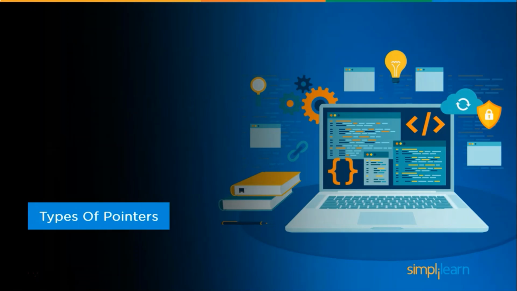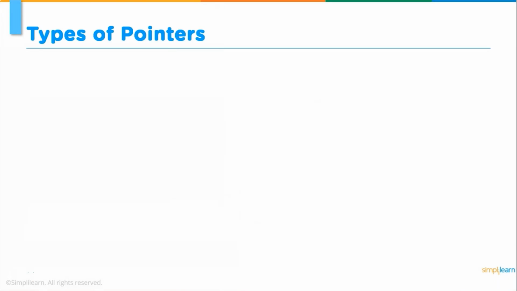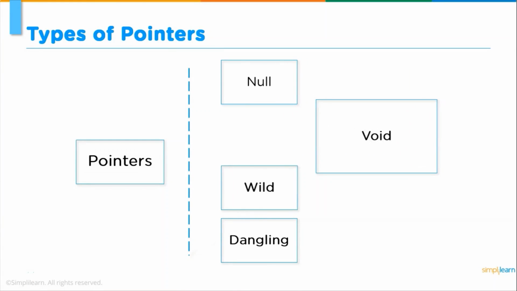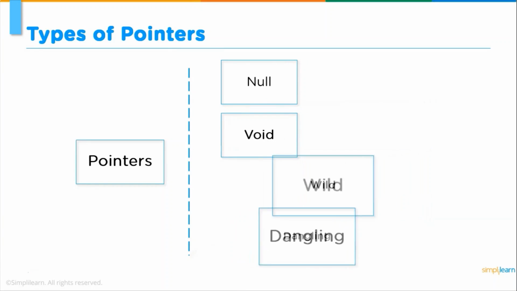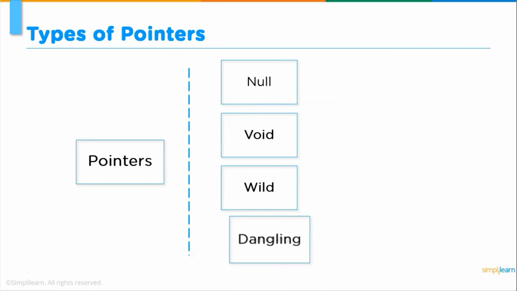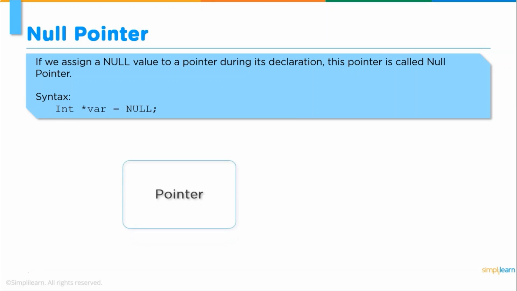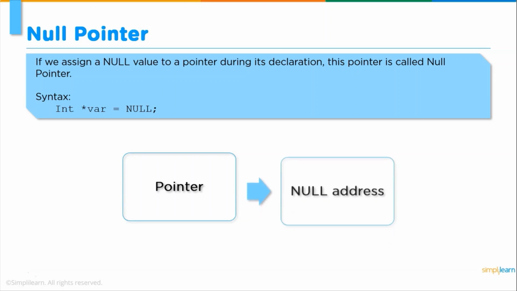Now, let's discuss different types of pointers. First up, null pointer, void pointer, wild pointer, and dangling pointer. Let's discuss these in detail. First up, null pointer. It is a kind of pointer that points to a null memory. As you can see in the figure, here is a pointer which is pointing to a null memory.